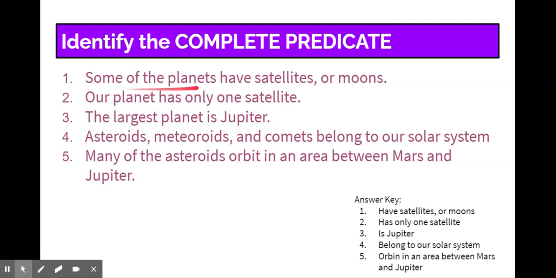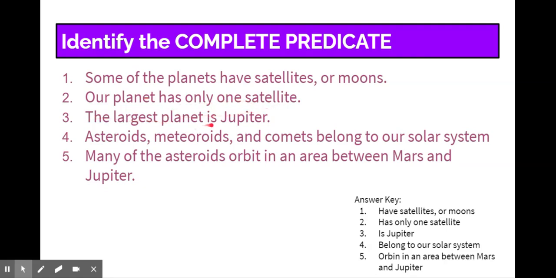All right, number 1, some of the planets have satellites or moons. Well, what's the complete subject? Is it just planets, or is it some of the planets? It's some of the planets, which means the rest of the sentence is the complete predicate. Have satellites or moons. Number 2, our planet has only 1 satellite. Well, what's the complete subject? Our planet. So the remaining part of the sentence is telling us what the subject is or is doing. It has only one satellite.